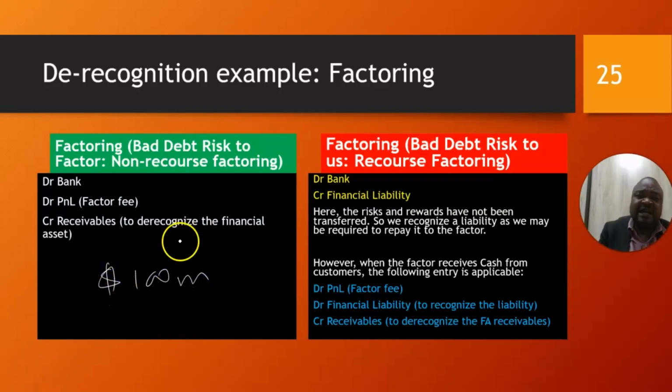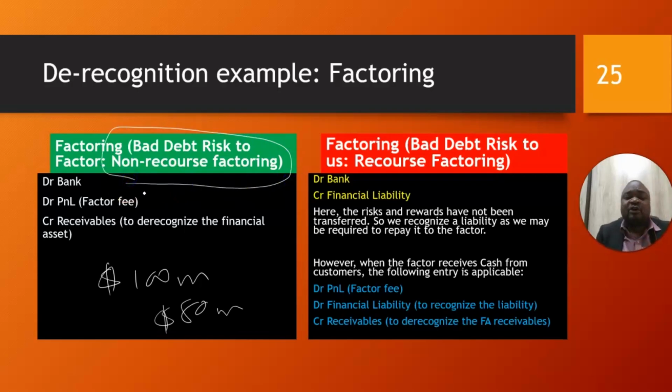Then the factor says, I'm going to give you 80 million. And the rest, the 20 million, that's his profit. He pursues the debtors at his own peril. If he fails to recover anything, he's not going to come back to us and say, please refund me. There is no recourse. No recourse. So in that situation, we would have transferred all the risks and rewards.